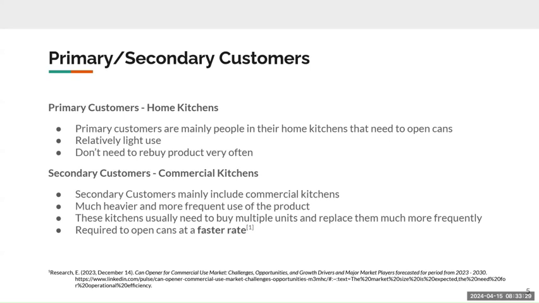The primary customers here are home kitchens. These are people that need to open cans in their home. They use the can openers relatively lightly, and they don't need to rebuy the product very often. While the secondary customers are commercial kitchens, they have a much heavier use of these products and will sometimes also buy electric can openers because they're required to open the cans at a faster rate.